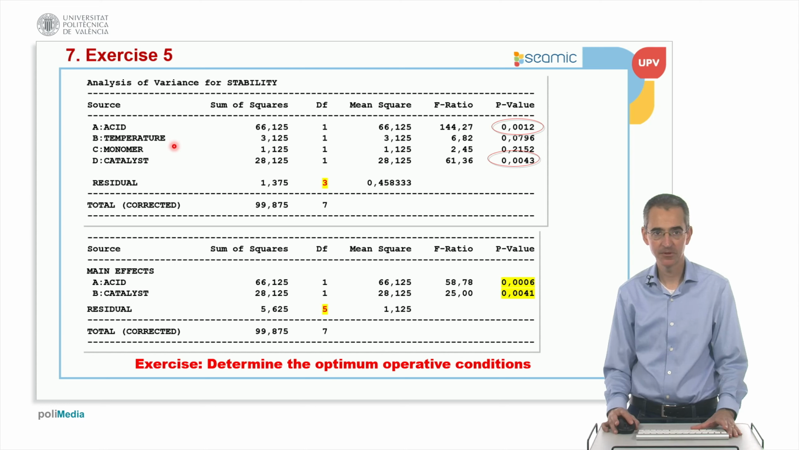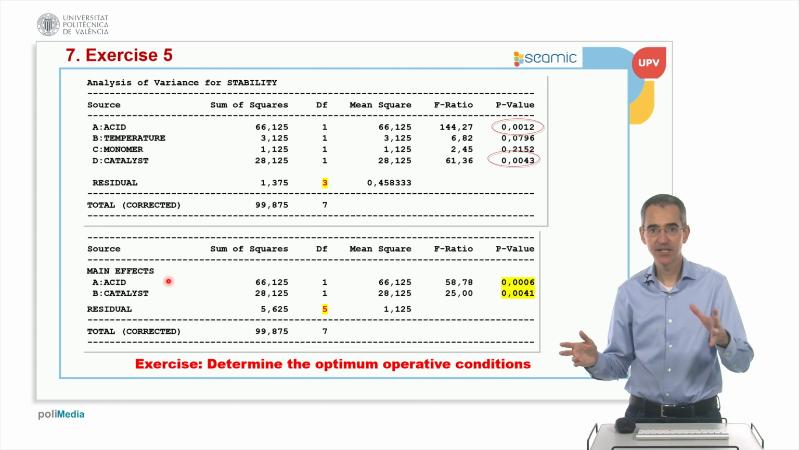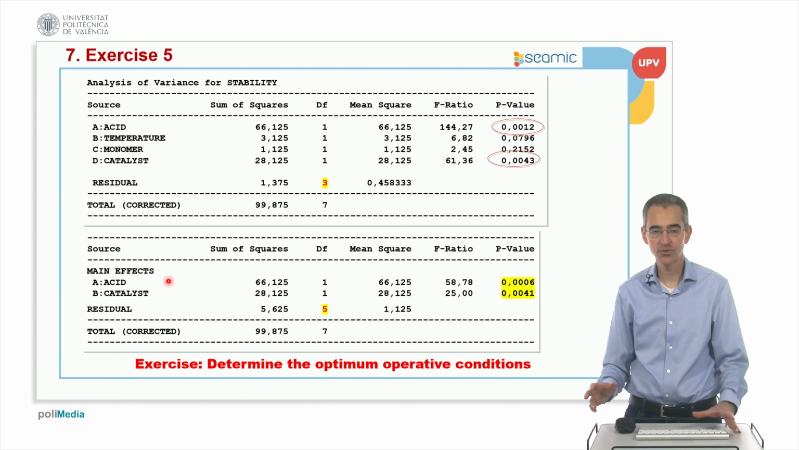So from a statistical standpoint, it doesn't matter to choose one or the other level of temperature or monomer. For acid and catalyst, we have to choose the better level. For that, you have to go to the data and compute the average stability that we obtain with the lower value of acid, and then compute the average stability that we get with the higher level of acid. As we want to maximize, you have to choose the level that leads to the higher stability. And then you have to do the same for catalyst. I give you this as an exercise.